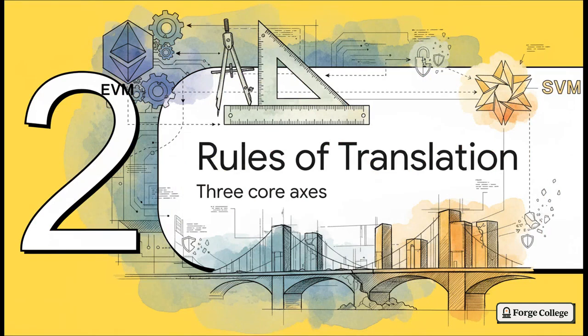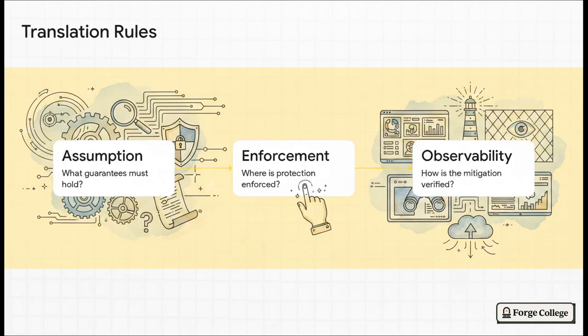Moving right along to part 2, the 3 rules of translation. Since we know we literally can't just copy and paste our EVM habits, as tempting as that is, we need a reliable set of drafting tools. We need a way to measure whether an EVM mitigation actually survives the transition or if it needs to be completely rebuilt from the ground up. So we recommend evaluating every single mitigation along 3 concrete axes: assumption surface, enforcement locus, and observability. Let's break down what each of these actually means for your code.